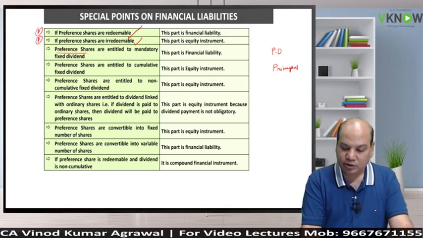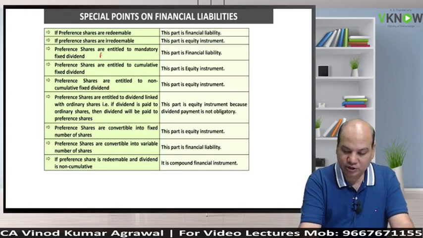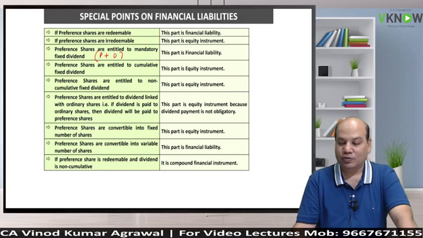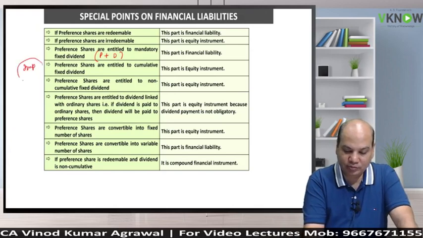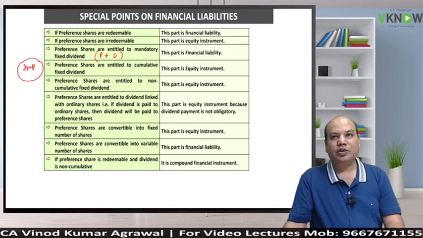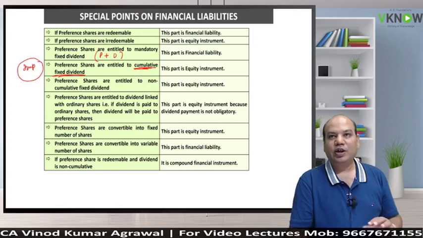What about dividend now? Preference shares are entitled to a mandatory fixed dividend. So here we have both mandatory clauses. Principal plus dividend, both are mandatorily to be given, not avoided. Financial liability. Now this is important because the student can confuse this. Preference shares are entitled to a cumulative fixed dividend, cumulative preference share. So tell me whether the cumulative preference dividend is liability or equity.